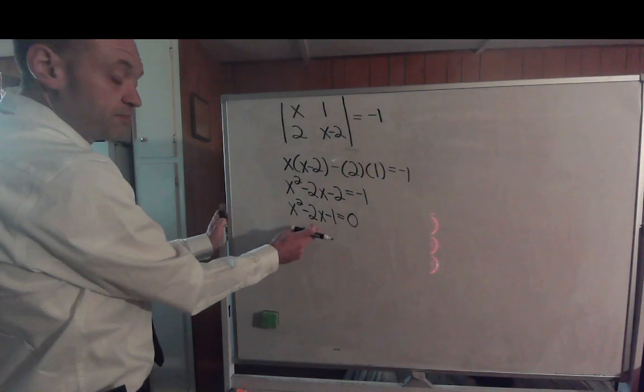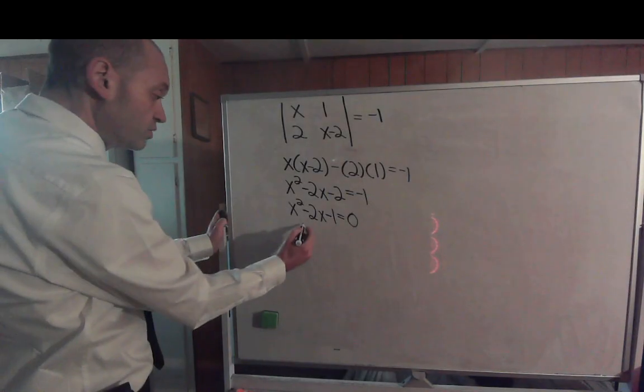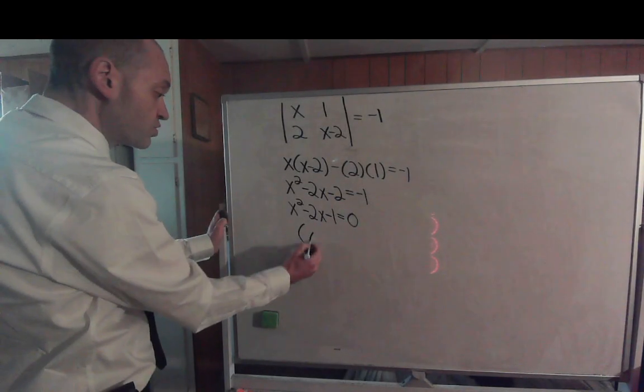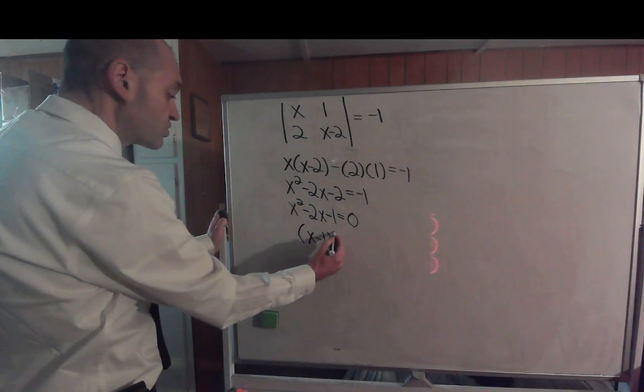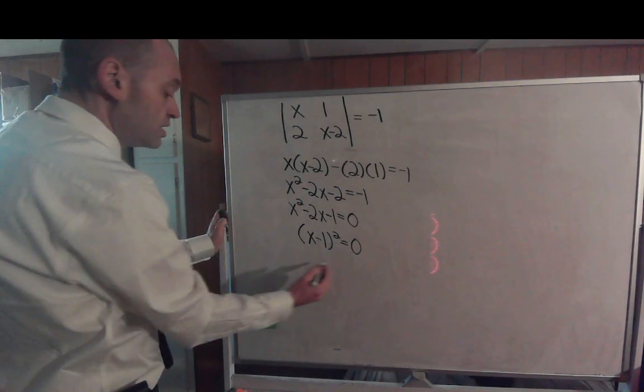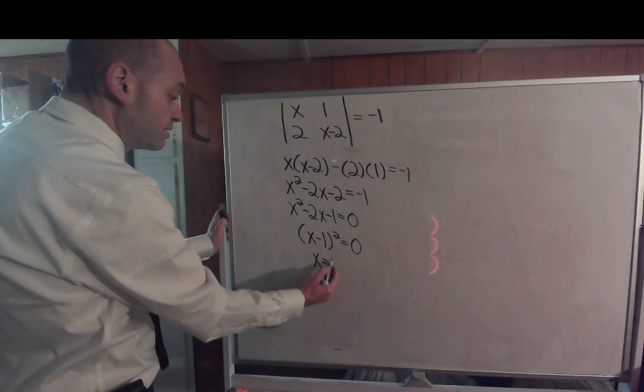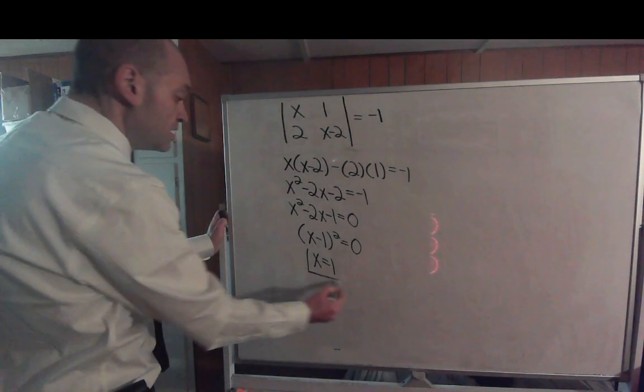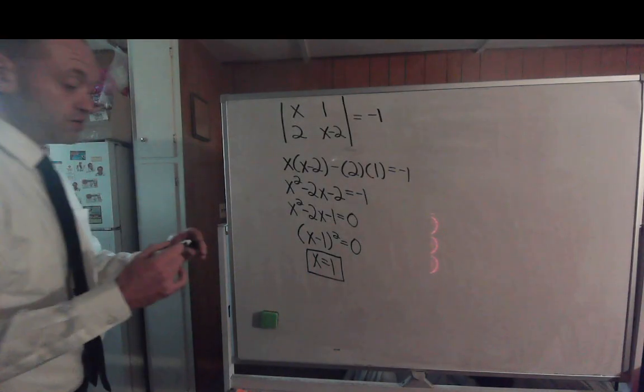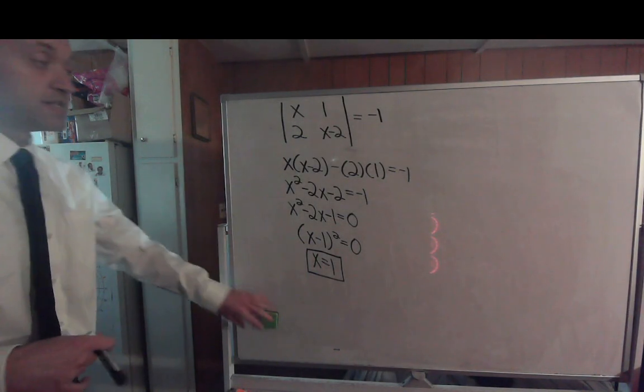This is going to be a perfect square trinomial, which will factor into a binomial squared, x minus 1 squared equals 0. So x would equal 1. So we found the x value to end up being 1 in this case.